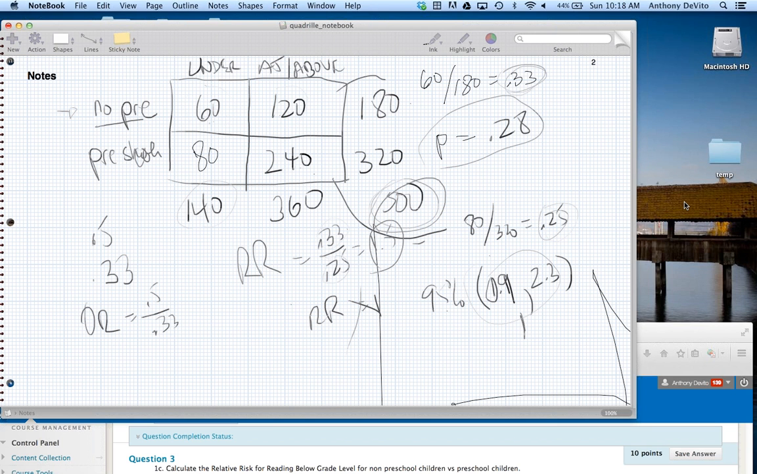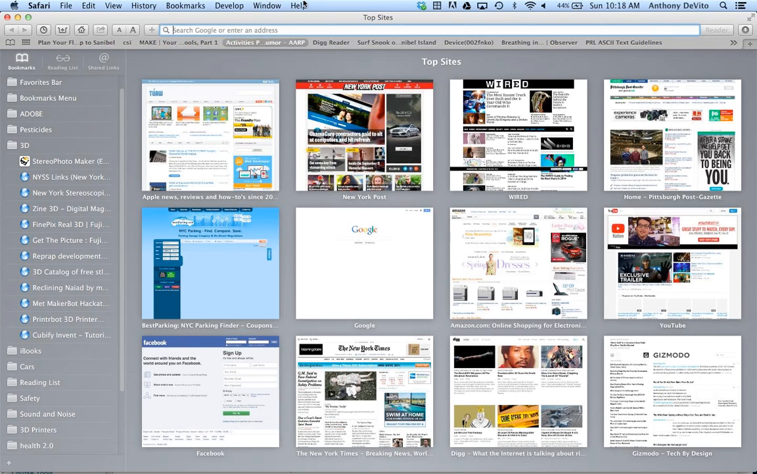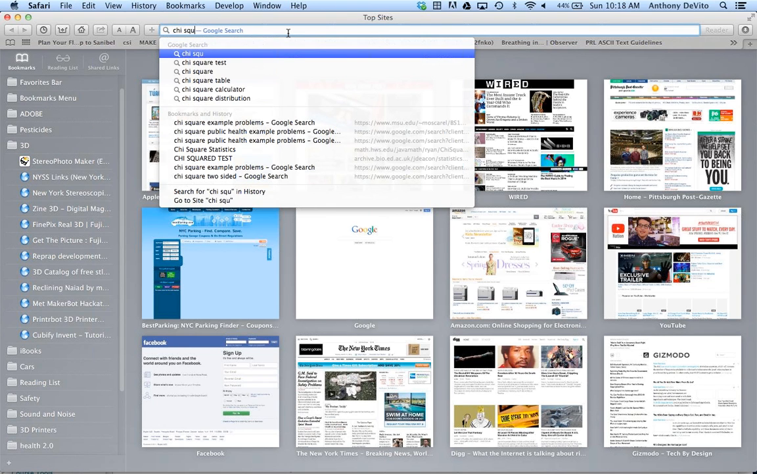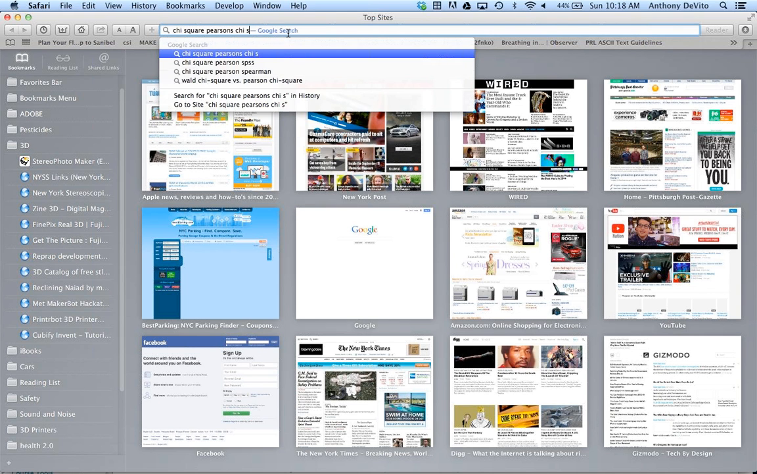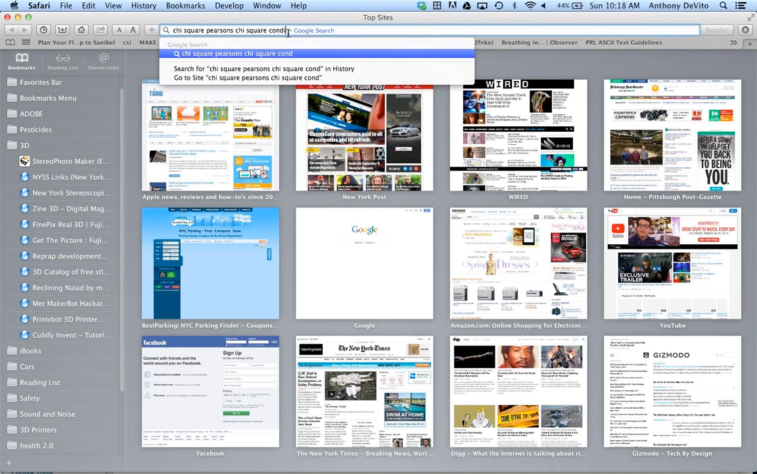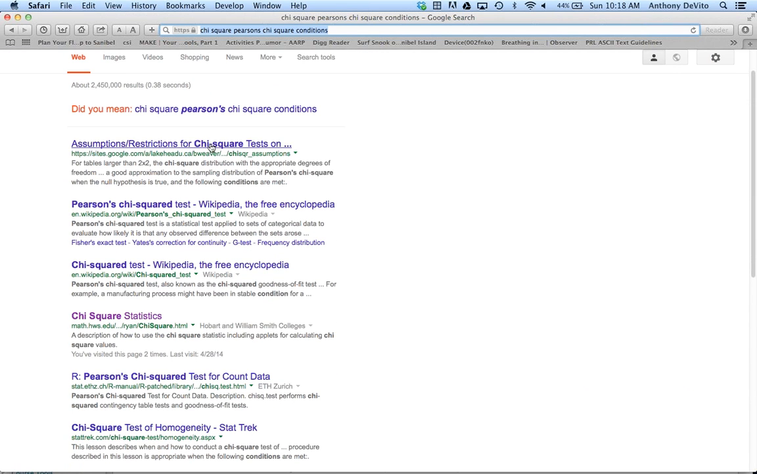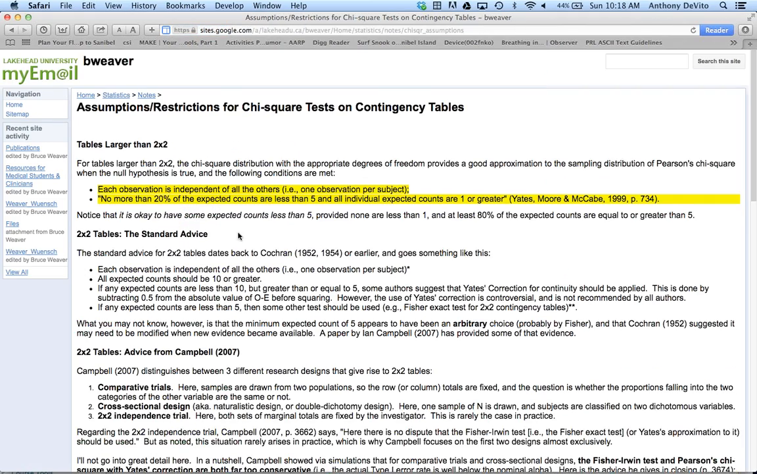And it's a 2x5 table. For a 2x2 table, I think that would be a problem. I'm not so sure. Let me just look something up here. Let's see, assumptions, restrictions.